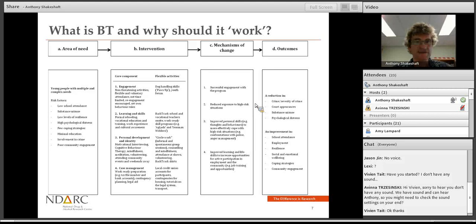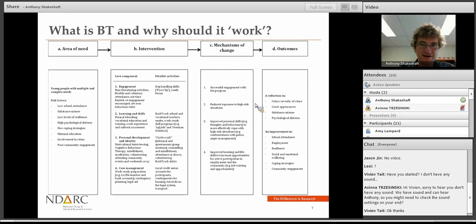So the next thing is defining the intervention. In the first bit of that column, you can see on the left-hand side the core components. This is not very big, so I hope everyone can read it. The core components are, as we talked about in the last slide, engagement, learning and skills, personal development, identity, and case management. And then these are some examples of the flexible activities that give effect to those core components. The dog handling is the example I talked about as the engagement strategy for BackTrack. BackTrack have an agreement with the school where some of the teachers will come down and do, I think, about 2 hours a day of schoolwork, and that's it. And then other things you can see there.